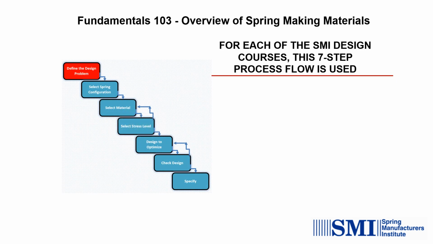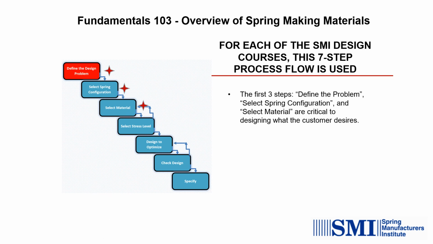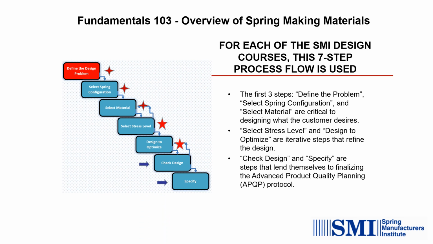For each of the SMI design courses, this 7-step process flow is used. The first 3 steps, define the problem, select spring configuration, and select materials, are critical to designing what the customer desires. Select stress levels and design to optimize are iterative steps that refine the design. Check design and specify are steps that lend themselves to finalizing the advanced product quality planning protocol.